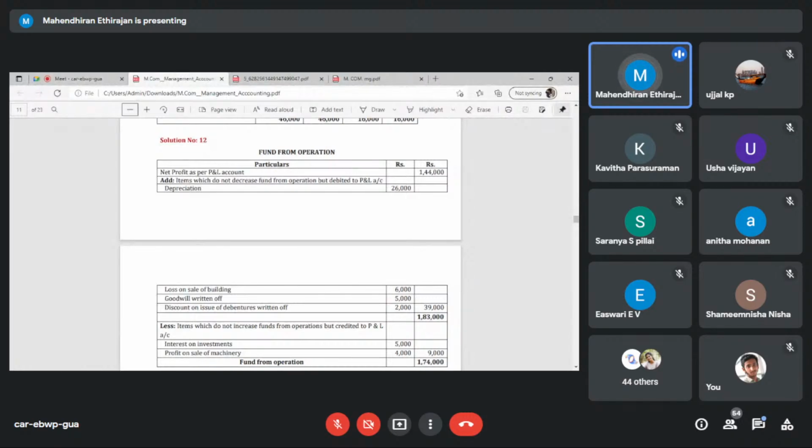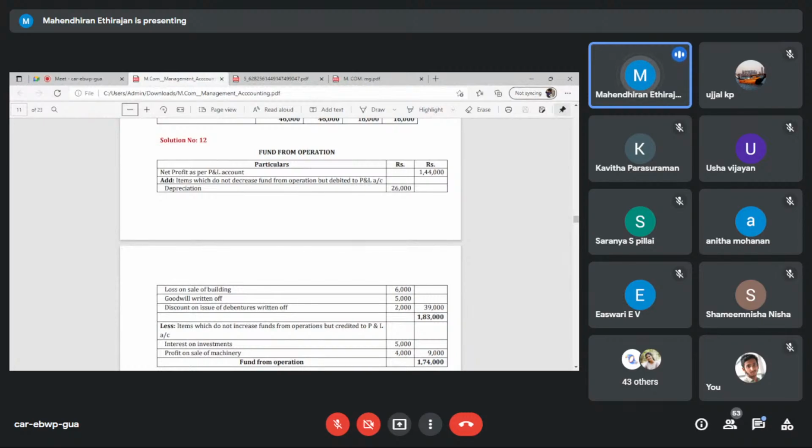And somehow non-trading income is also shown in the balance sheet, which will not appear again in the business. For example, if you are getting dividend. And one more thing, for example, income tax refunded and rent received. These do not appear again and again. So you have to reduce them from the credit side. Less the items which do not increase funds from operations but are credited to the P&L account.